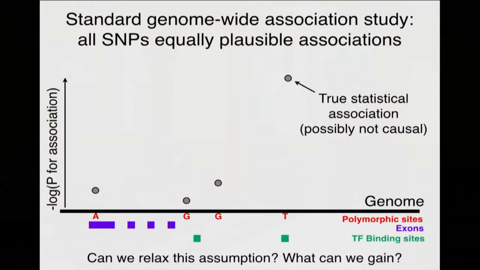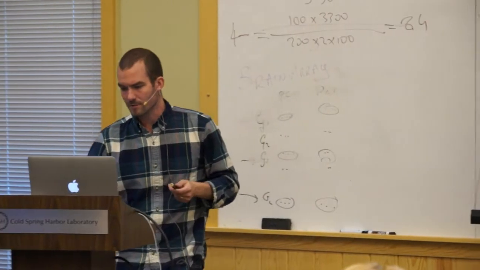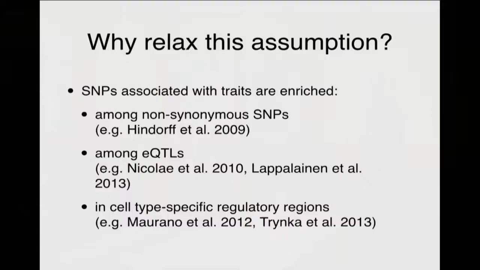And actually, in this toy example, that's where the true statistical association is. And so, can we relax this assumption that every site in the genome is equally plausible? And if we relax that assumption, what can we gain? That's been a lot of my work over the last year and a half, trying to play with this assumption. And so why would we relax this assumption?